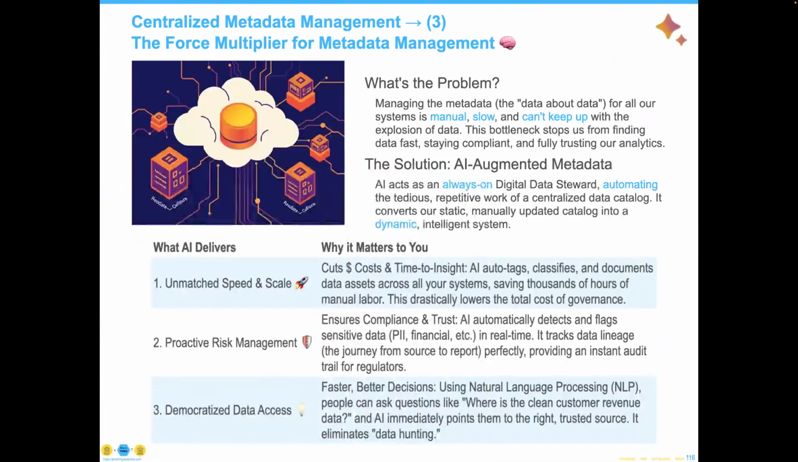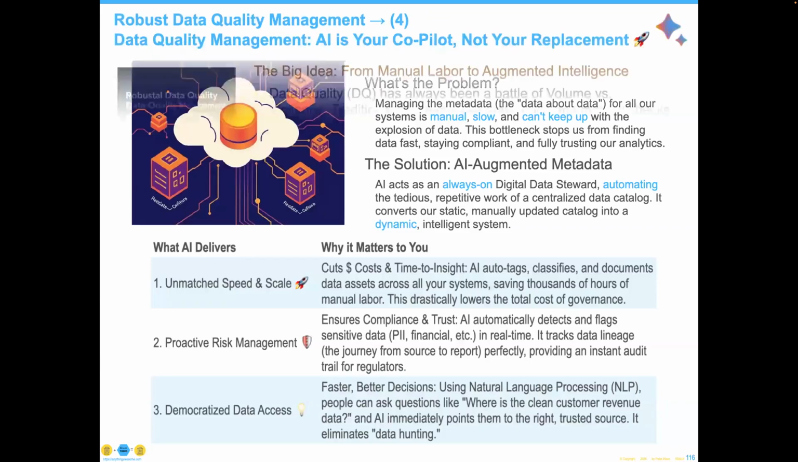Here's our third one, the centralized metadata management. It's a force multiplier on this. So why do we need to do this? Well, if we start to replace or enhance our existing set of tools with AI, we can deliver faster, we can reduce risk, and we can give more democratized data access for these.